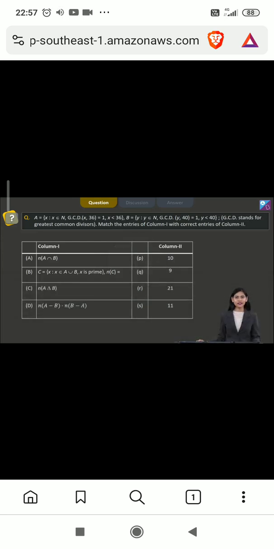Hello students, as this question says, we have set A equals x such that x belongs to N, that is natural number, and GCD of x comma 36 is equal to 1, where GCD is greatest common divisor, and x should be less than 36. Similarly, the set B is given here, which is equal to y such that y belongs to N, that is natural number, and GCD of y comma 40 is equal to 1 and y should be less than 40. Match the entries of column 1 with the correct entries of column 2.